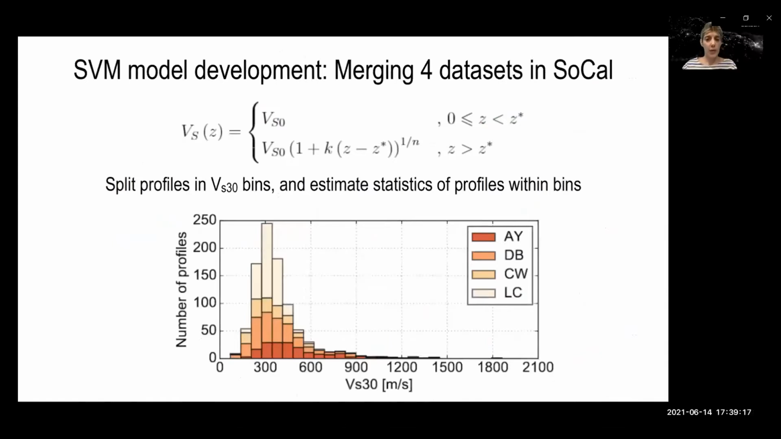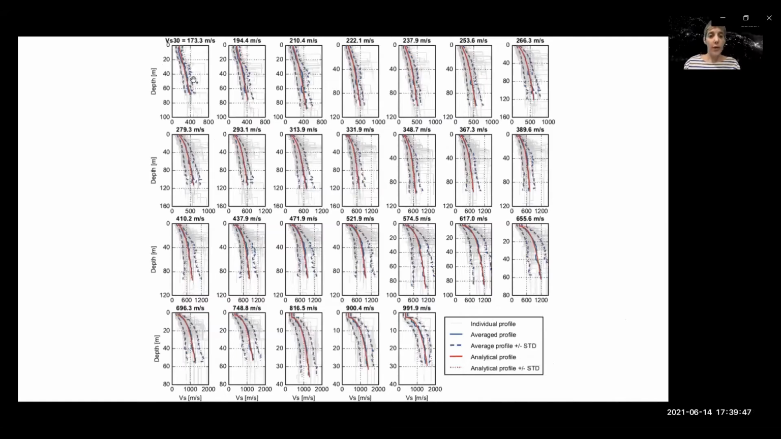The model development is as follows. The constant value in the near surface, where z star could be 2.5 or 3 meters or 5 meters, depending on the type of data that we have. And the variation then with depth, which is an exponential function. The number of profiles that we use to derive this expression is shown here, and the parameters of this model are then based on measurable or available properties. In other words, they are based on VS30.